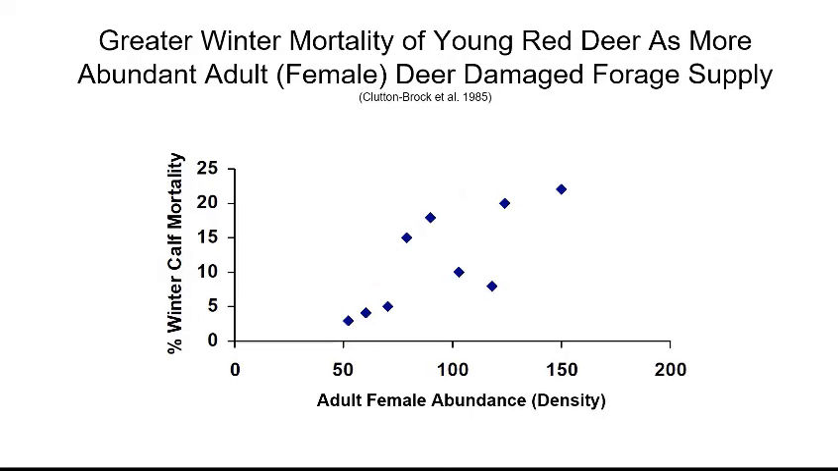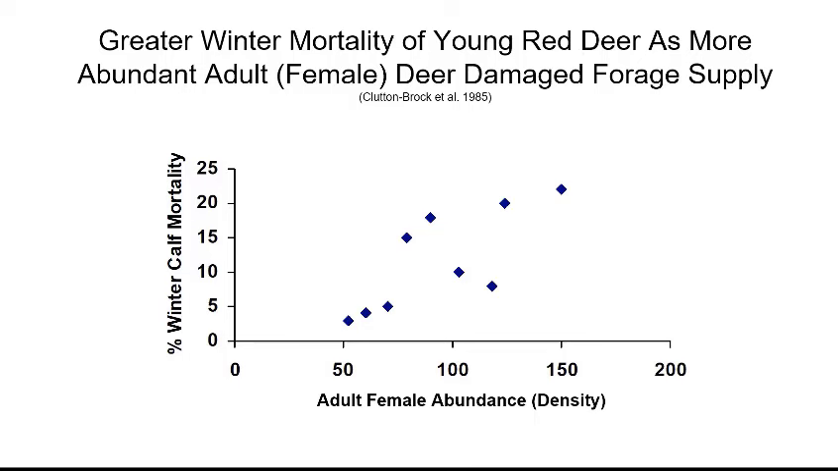This figure shows how increasing density increased the winter mortality of young red deer within that same study. Those same blue diamonds represent years of the study. They monitored the winter calf mortality rate associated with adult female abundance. Think of it as population size or density. At lower abundance of the deer population, the winter calf mortality was very, very low, less than 5%.